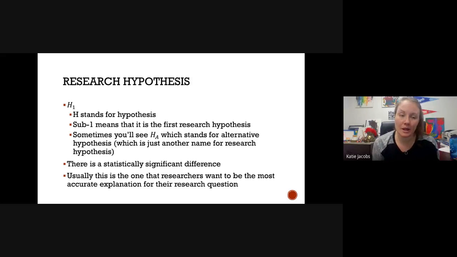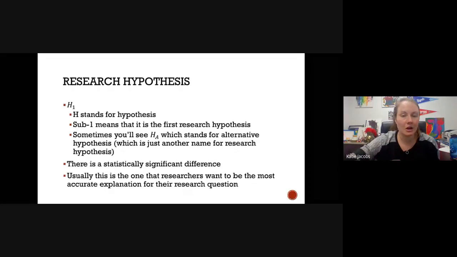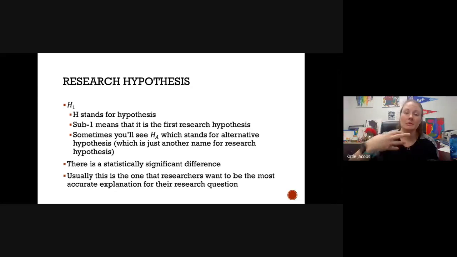I prefer using H sub 1 because when we get into things like factorial ANOVAs, you will actually have more than one research hypothesis. And if we have them labeled as 1, 2, and 3, that allows us to see and keep track of what our different hypotheses are. But if for some reason you saw capital H sub A, you should be able to know that's also something that means research hypothesis or alternative hypothesis. And so I want to make sure that you have both H sub 1, which means first research hypothesis, in your symbol sheet, but I also want you to have capital H sub A as an alternative hypothesis as well.